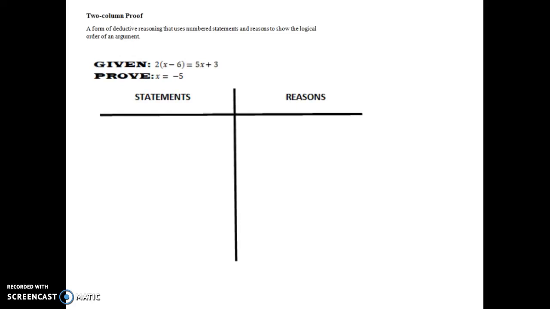Today we're going to look again at two-column proofs. Two-column proofs are a form of deductive reasoning. Use numbered statements and reasons to show a logical argument.